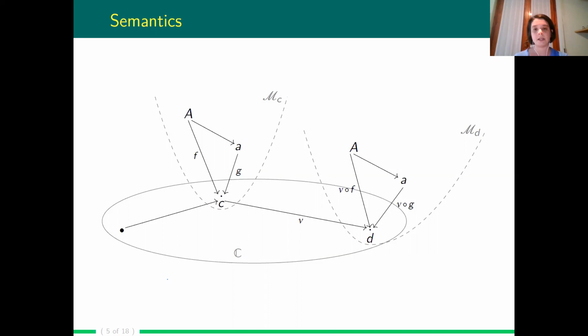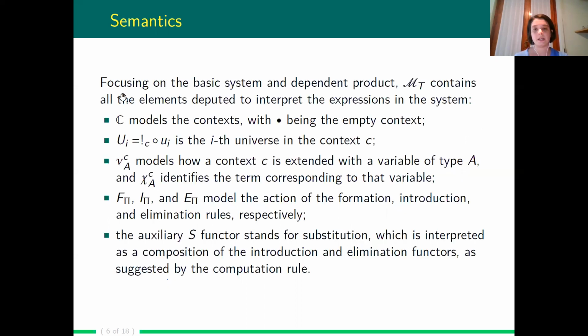So this is the main idea, and to formalize it, we needed to introduce some elements to interpret the different expressions. We have, as I said, the category C, which models the context, with the initial object, which is the empty context. Then we have, for each universe, an object small u_i in the slice category over the empty context, which can be extended to interpret universes in every context just by composing with the unique arrow from the empty context to the other context C.